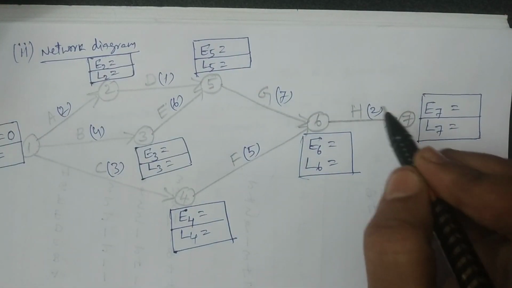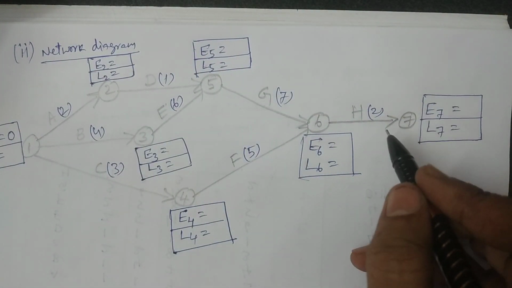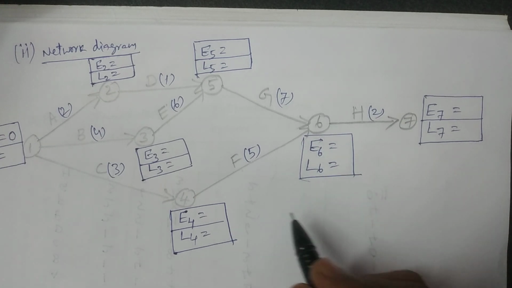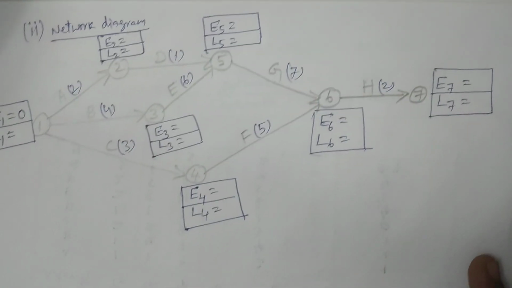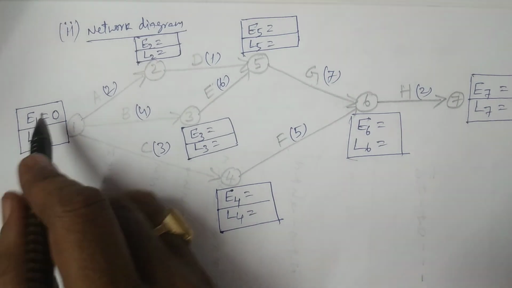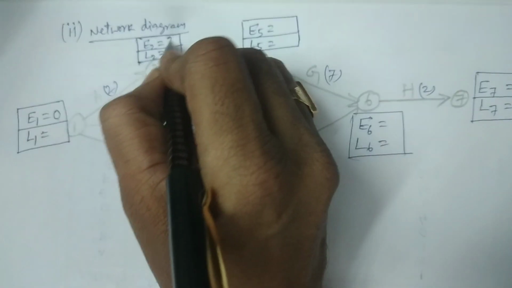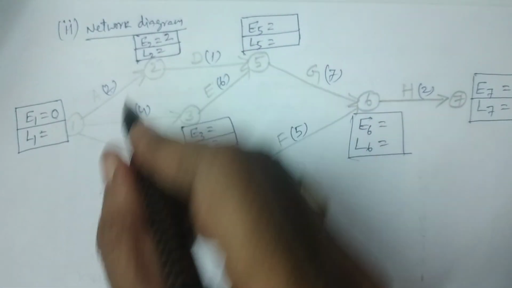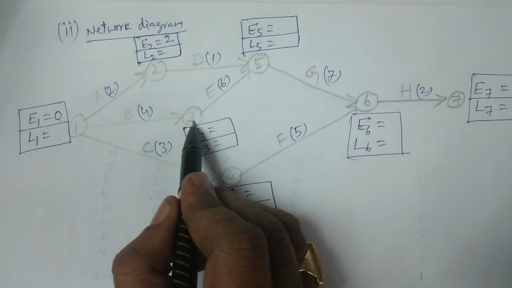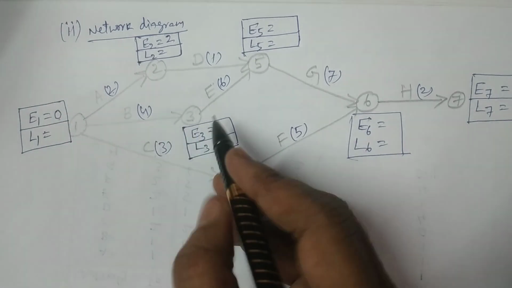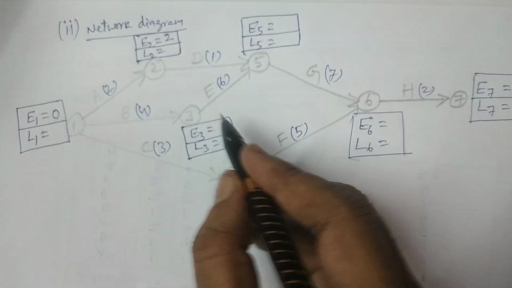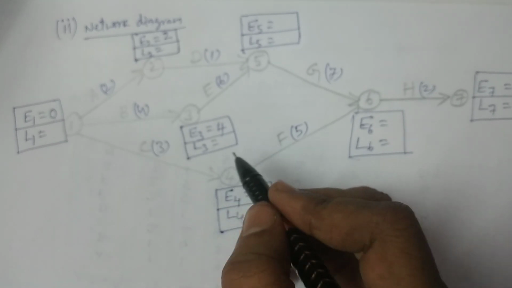So these are the values here, and we have to calculate the earliest times first. I am considering E1 equal to 0, and 0 plus 2 is equal to 2, because we have only one connector. And coming to the third one, E3, 0 plus 4, that is E plus Dij, 0 plus 4, is equal to 4, so E3 is 4.